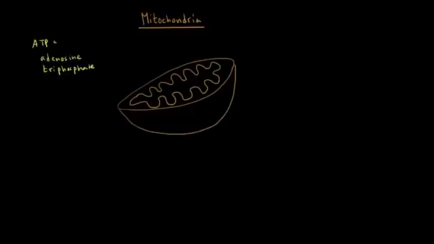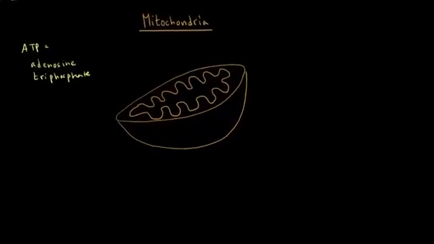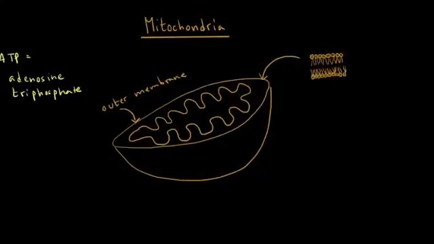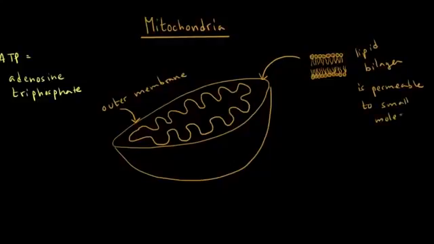So here's a picture of a mitochondria that was sliced down the middle, and let's take a look at its structure. It has an outer membrane, and the outer membrane is made up of a lipid bilayer. You might recognize that term as describing the cell membrane of a cell. This lipid bilayer is not permeable to most things, but it is permeable to very small molecules, because it has certain proteins embedded in it that allow small molecules to pass.